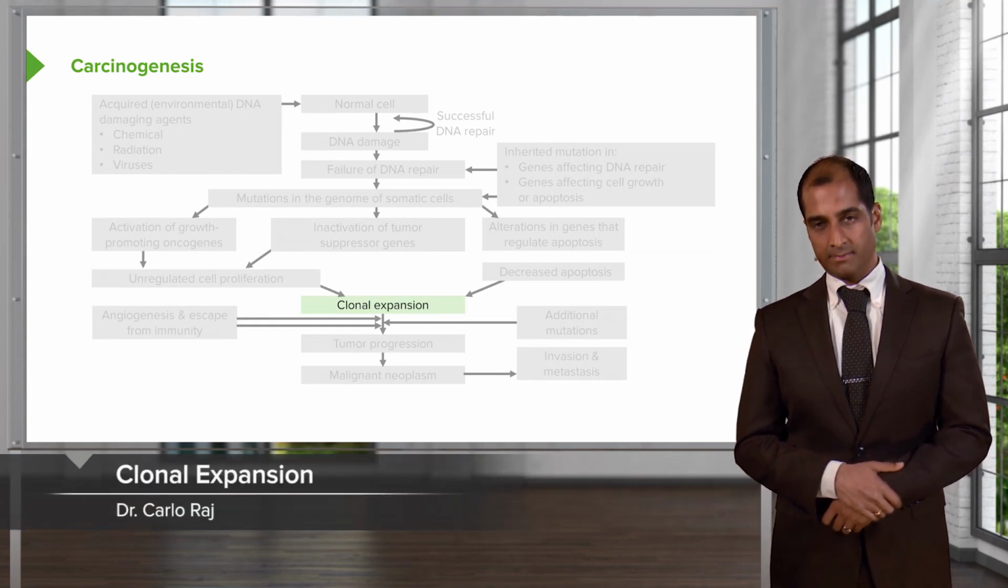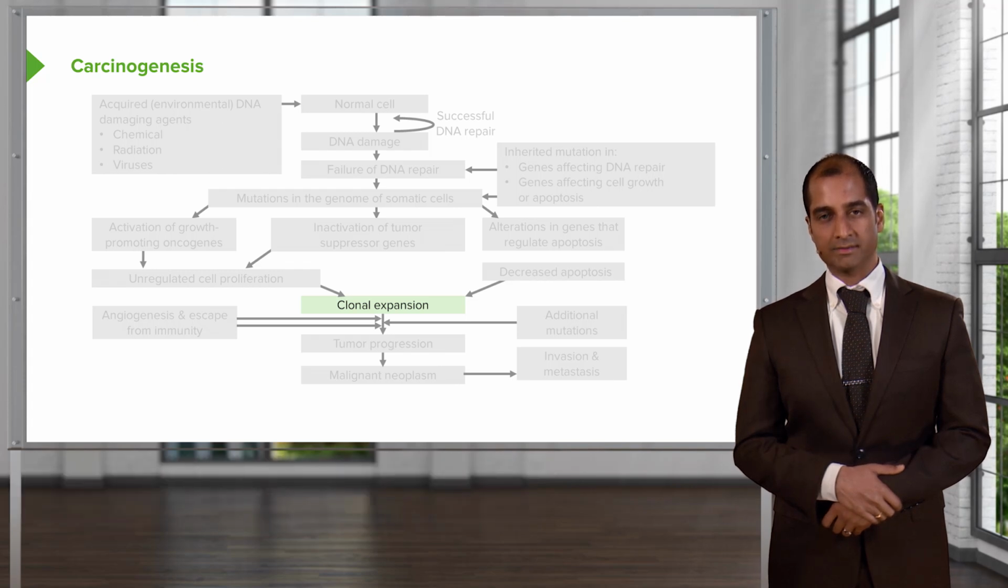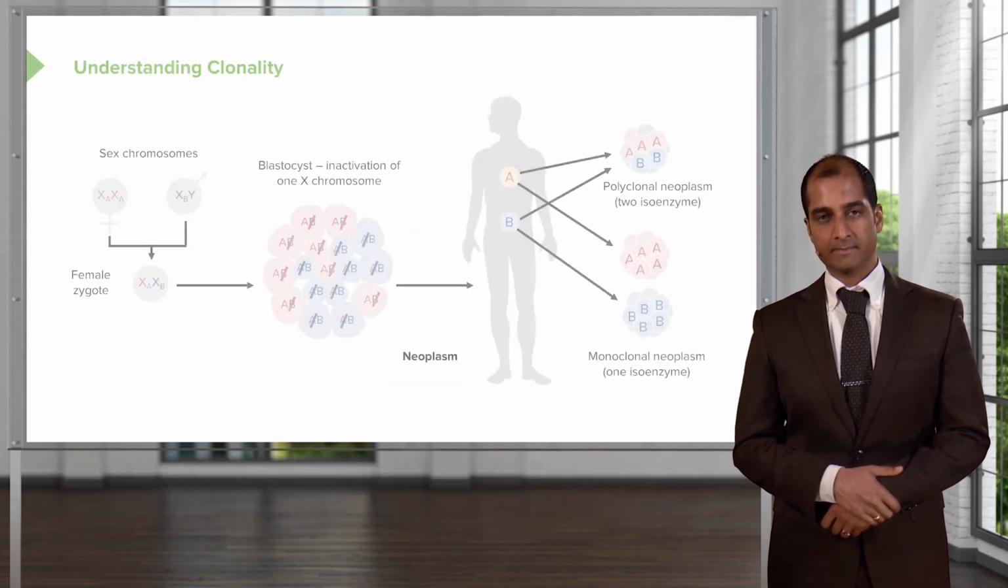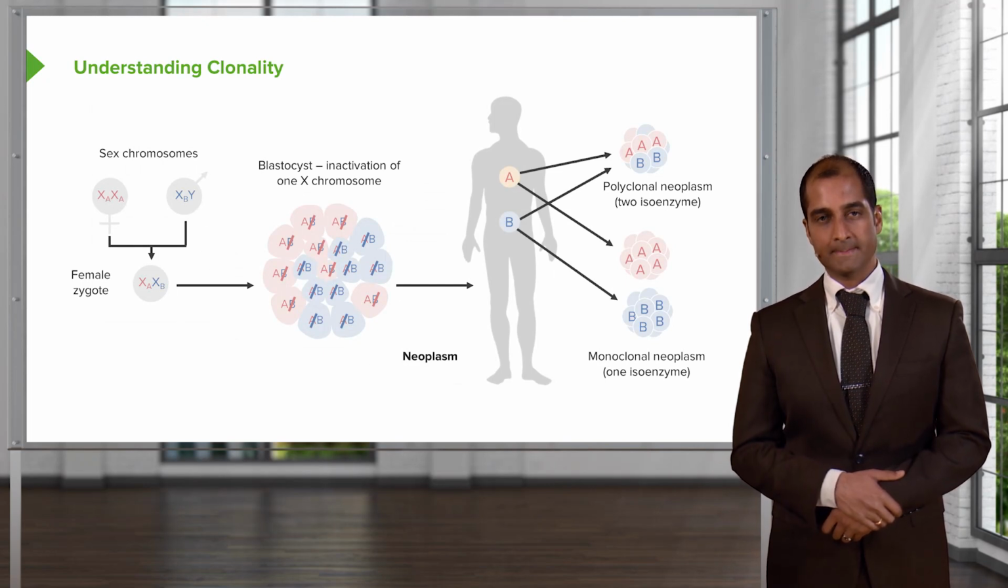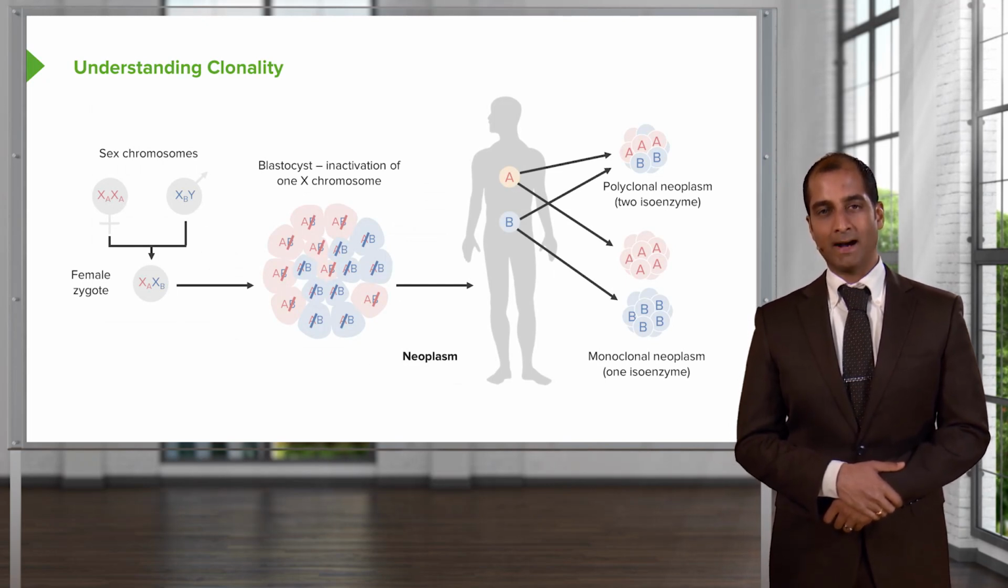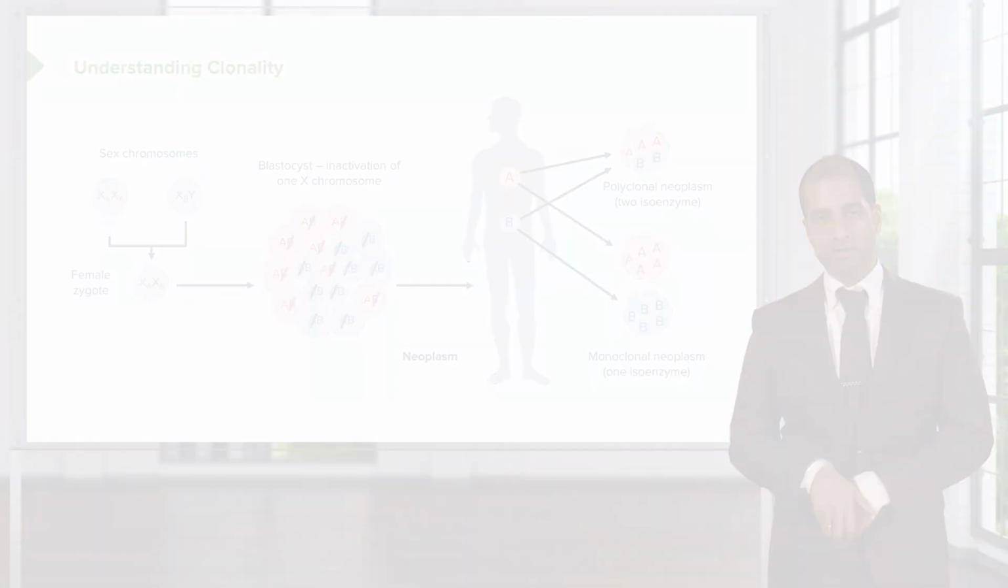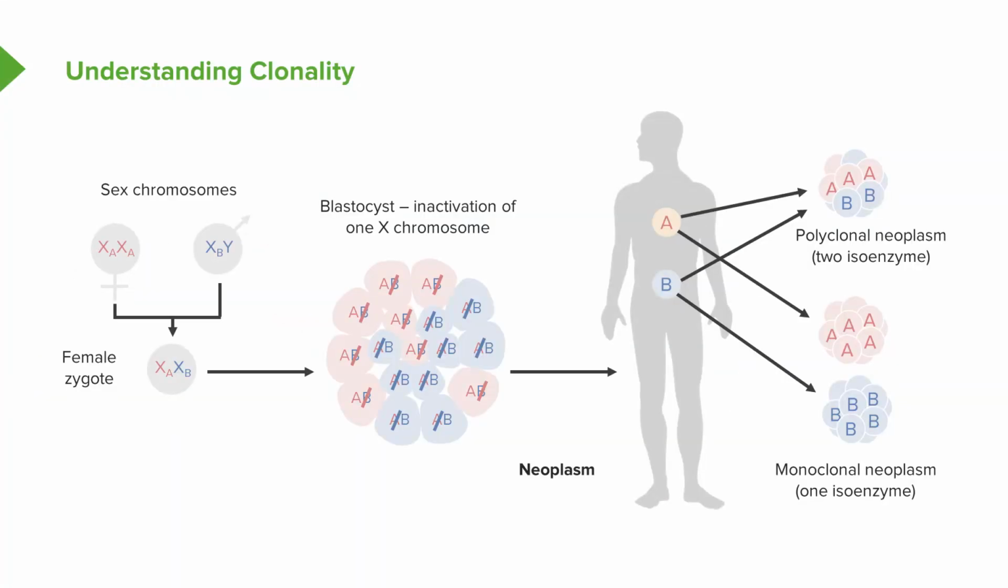In this box here with clonal expansion, just a few words about how cancers like to behave. Clonality. Most of your cancers will be monoclonal activity. What does that mean to you? Well, let's take a look. Sex chromosomes come together and you end up forming a female zygote. Eventually, blastocyst, inactivation of one X chromosome.